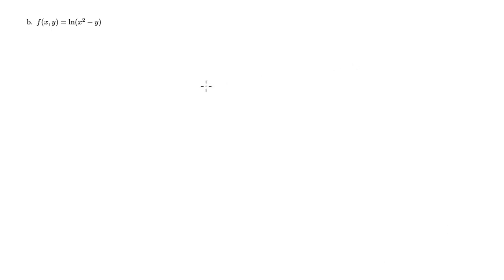Alright, so here we have another function of two variables, and we want to find the domain and sketch it. So first we'll notice that we're taking the natural log of something, so we cannot take the natural log of a negative number or a number that's equal to 0. So what's inside the argument of this natural log needs to be strictly greater than 0. So that means x squared minus y needs to be strictly greater than 0. So if I add y over, then I have y is less than x squared.